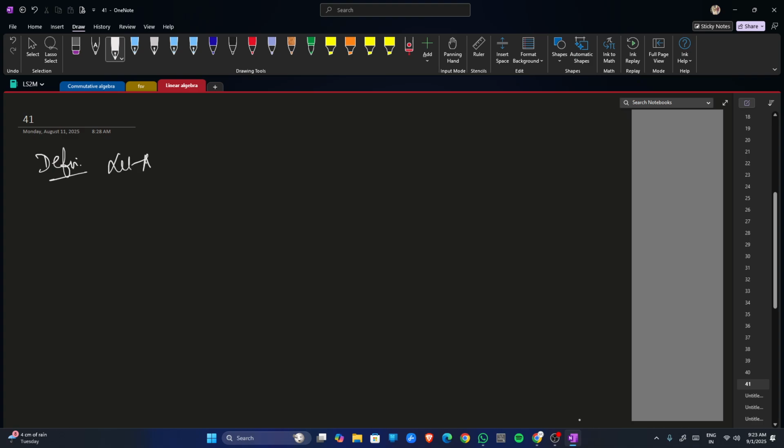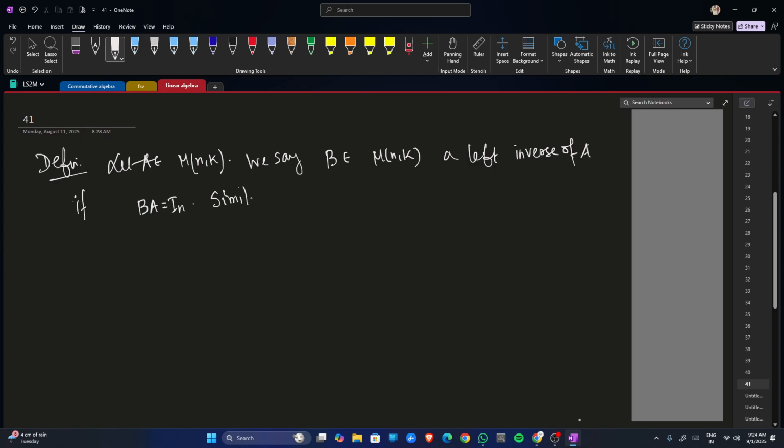Definition: let A belong to M_n(K). We say B belonging to M_n(K) is a left inverse of A if BA = I. Similarly, we define the right inverse of A.